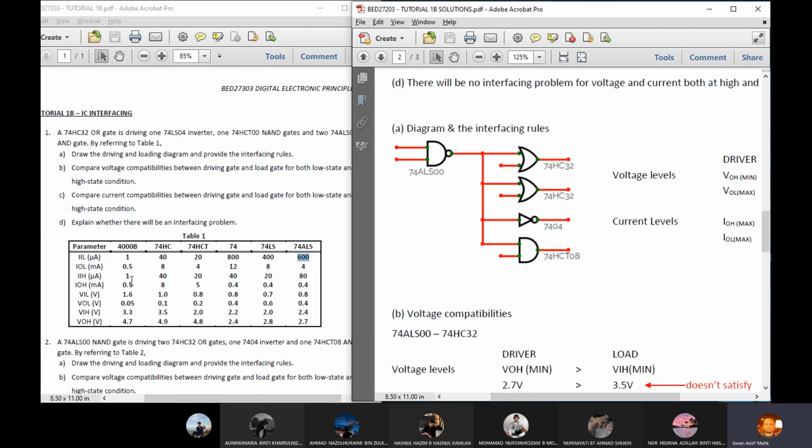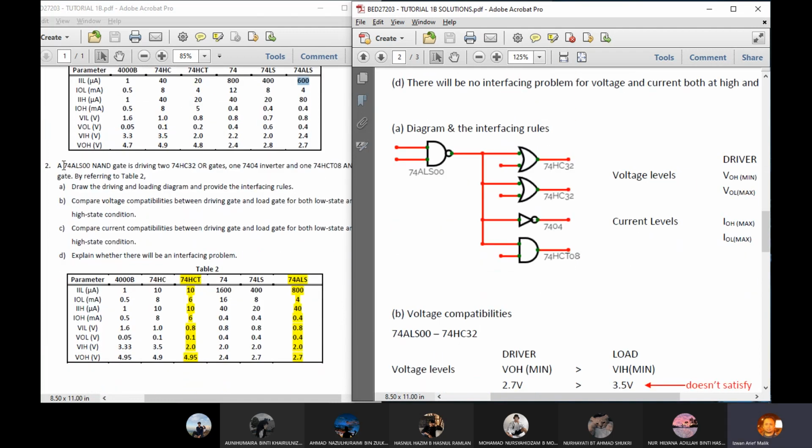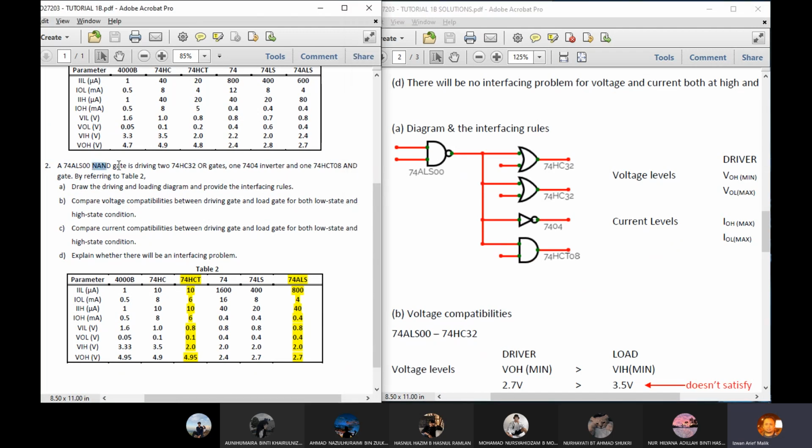Alright, so we move on to number 2. Now we have 74 ALS, the NAND gate will be the driving gate. It will drive two 74HC OR gates, a 7404 inverter or NOT gate, and a 74HCT08 AND gate. So draw the driving and loading diagram and provide the interfacing rule.